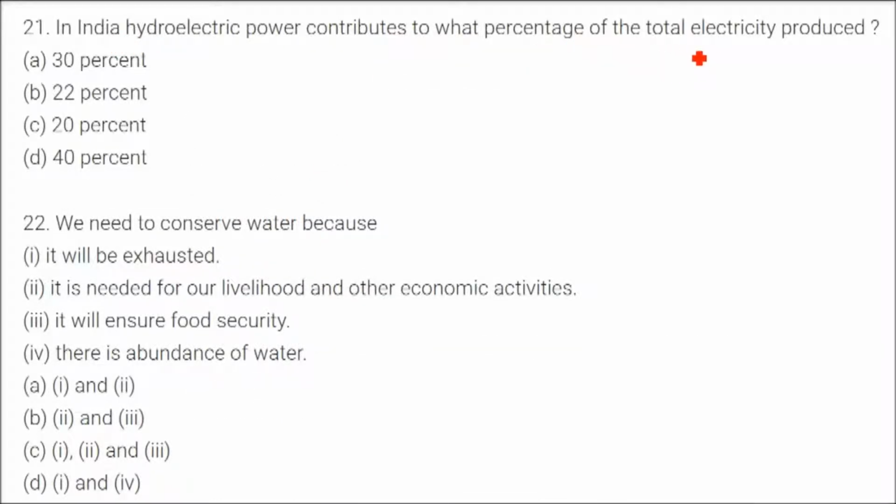In India, hydroelectric power contributes to what percentage of total electricity produced? The answer is 22%. Jal Vidyut, 22%. We need to conserve water because, why? Because it will be exhausted? No. It is needed for our livelihood and other economic activities, so this is correct. It will ensure food security. We have to think about that. There is abundance of water. Why is there abundance of water? So we'll go with the second and third ones. It will ensure food security. So B is the answer.